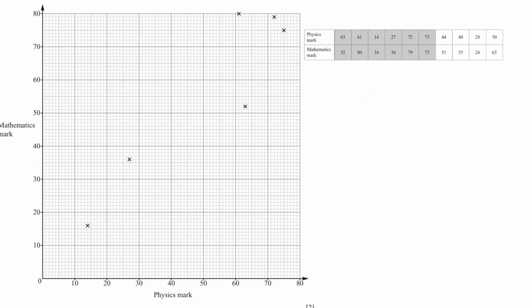Physics mark is represented on the x-axis and the mathematics mark on the y-axis. So when physics mark is 44, y is 51. That's the first one. Then when physics mark is 40, y is 35. And the same we are going to do for the other 2 points. We will look at the x value and plot the y values. So this is plotted on the scatter graph.